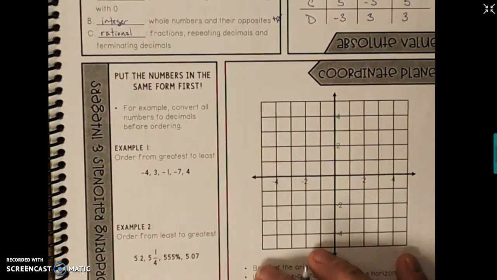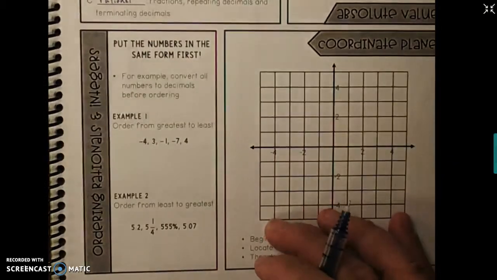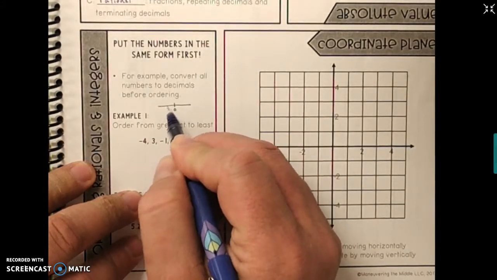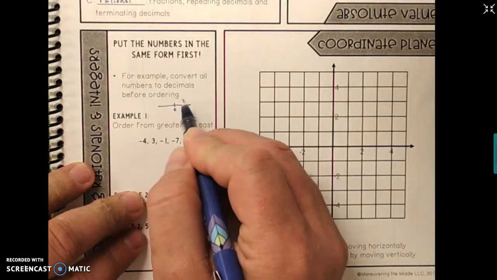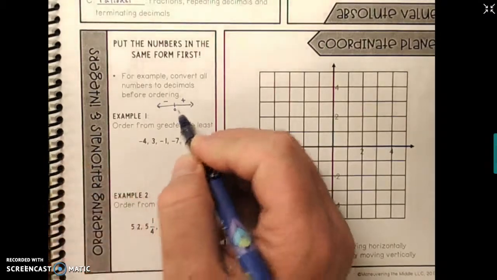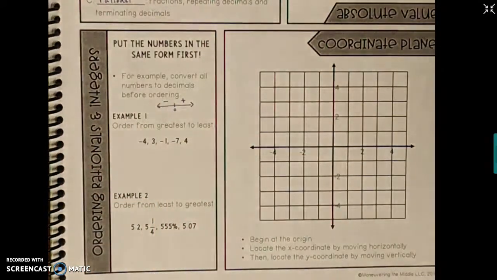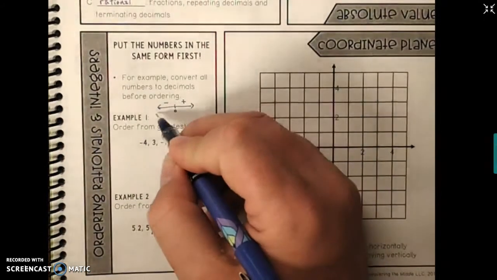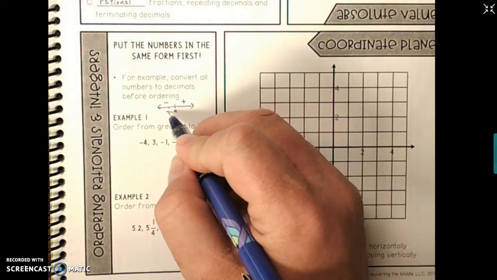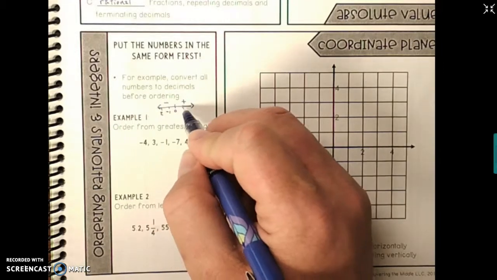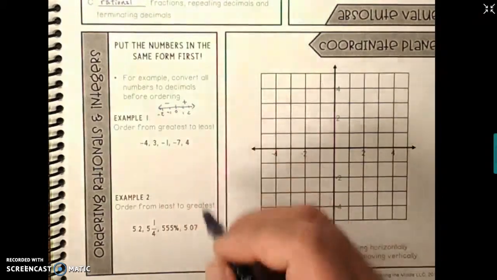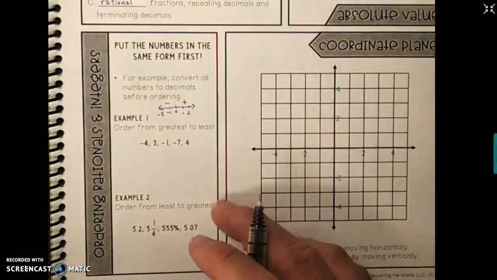Alright, putting the numbers in order. First, we need to remember that numbers on a number line going right are always positive. Going left are always negative when we have 0 in the middle. The further away from 0, the lower the value. So this would be -1, -2. -2 would have a lower value than -1, even though the number is larger.